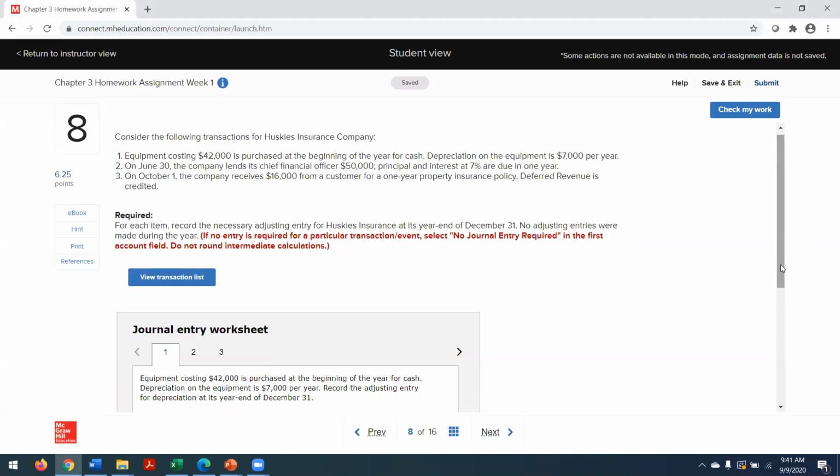Equipment costing $42,000 is purchased at the beginning of the year for cash. Depreciation on the equipment is $7,000 per year. For each of these items, record the necessary adjusting entry for Husky's insurance at December 31st. And if there is not a required adjusting entry, you just say no journal entry required.